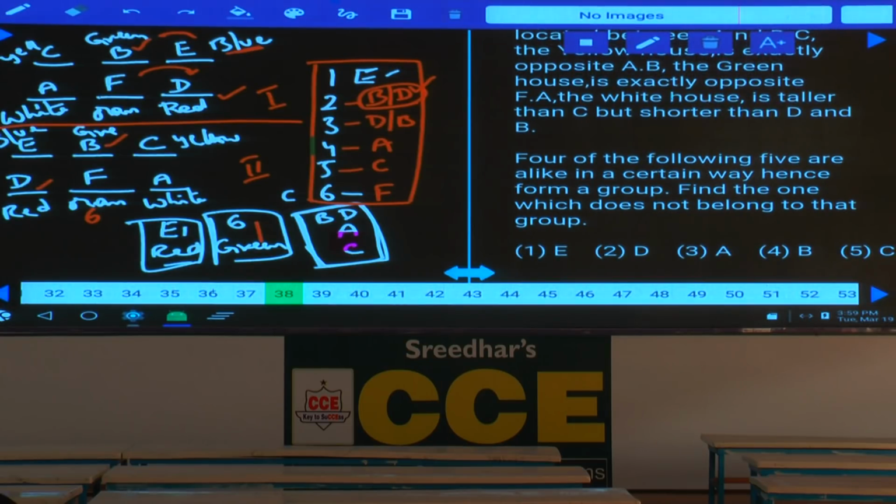Four of the following five are nothing but an odd man out, then find the one which does not belong to that group. E, D, C, A: these four houses are at the extreme ends, hence B is the odd one, that is choice 4.